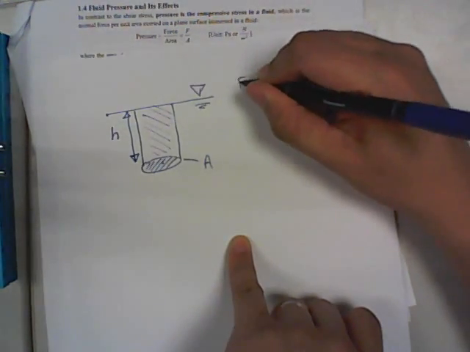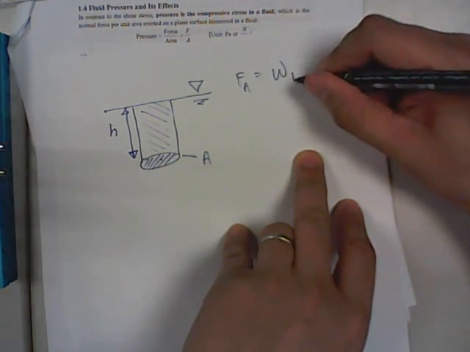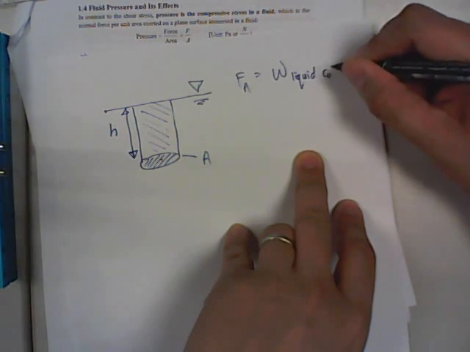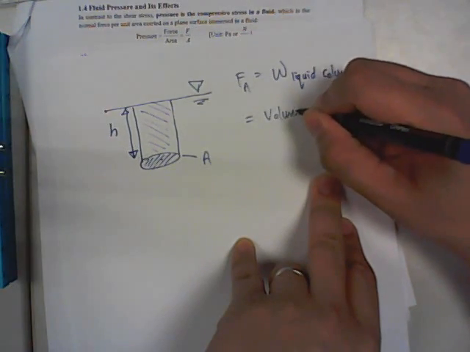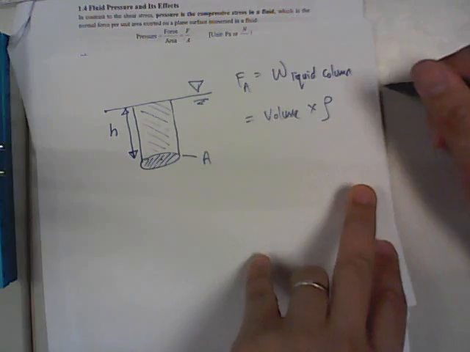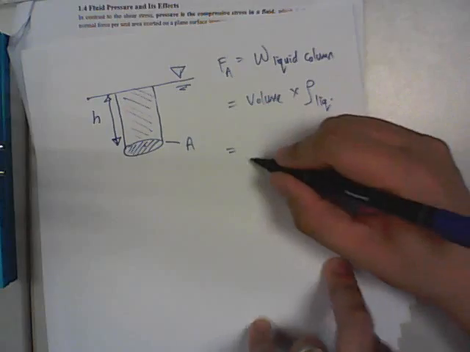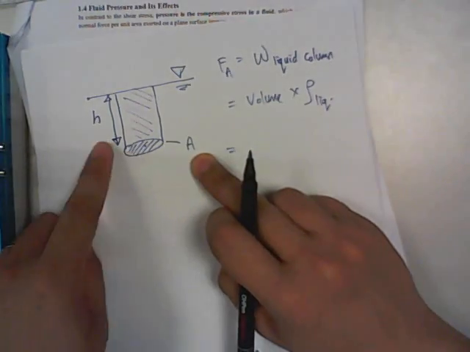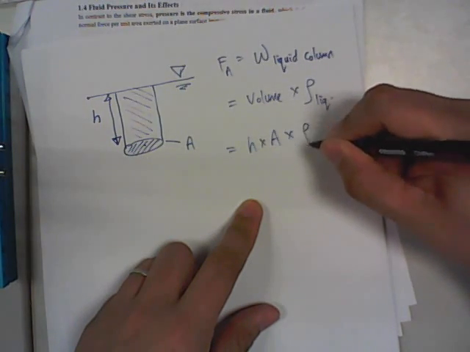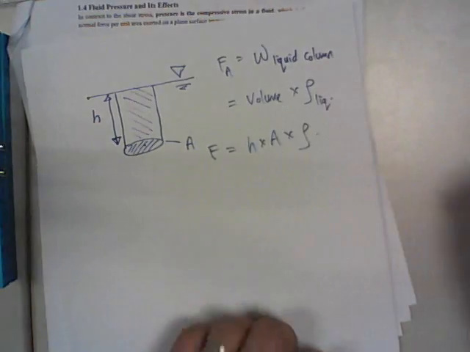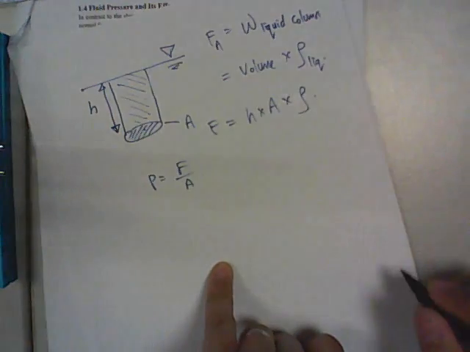So what is the weight? The force on A is the weight of the liquid column. The liquid column has a certain volume multiplied by the density of the liquid. The volume is basically the cross-sectional area A multiplied by h, so h times A times rho. This is the force. And you also know that pressure is force divided by area.